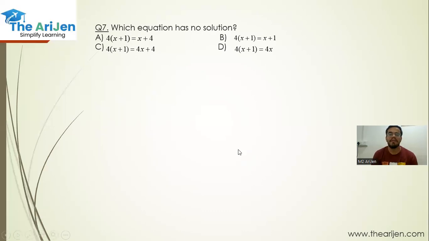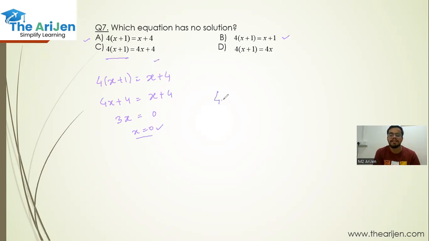Okay. Now here we have: which equation has no solution, right? Which equation has no solution? So let's have a look at the equations. If you look at the first one, it is 4x plus 1 is x plus 4. 4x plus 4 is x plus 4. Simply, 3x equals 0. So at least x equals 0 is the solution. Similarly, in this part you will also get a solution. Here also you will get the solution, right? Because see, 4x plus 4, 4x plus 4. So you can have infinite values of x which will satisfy. That means this part and this part are overlapping.